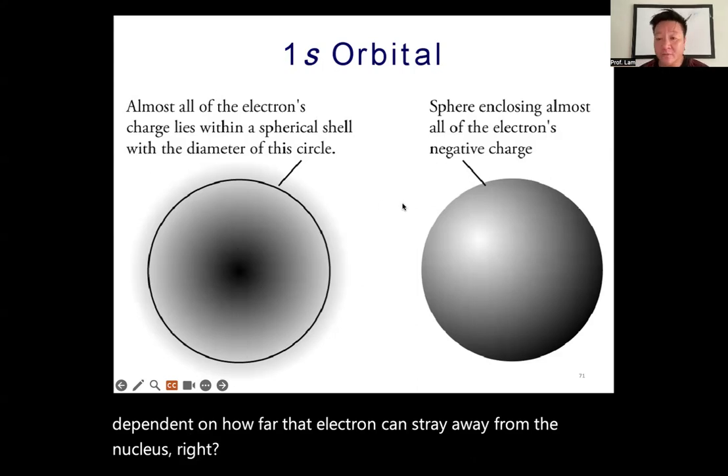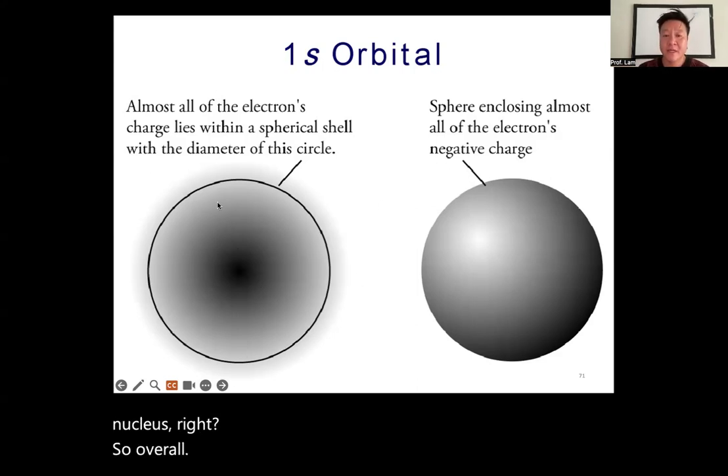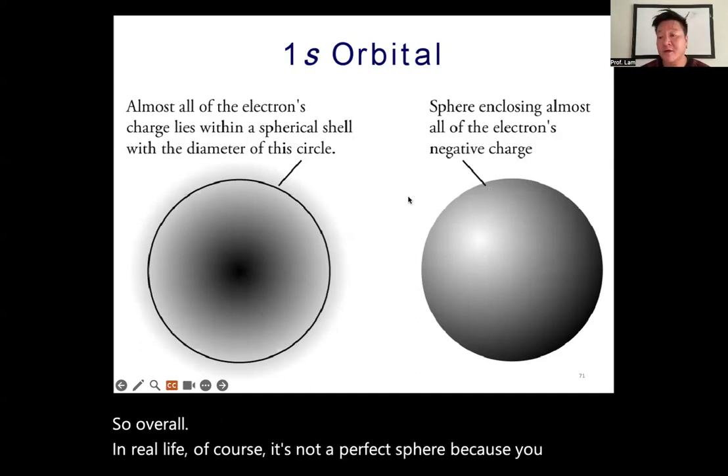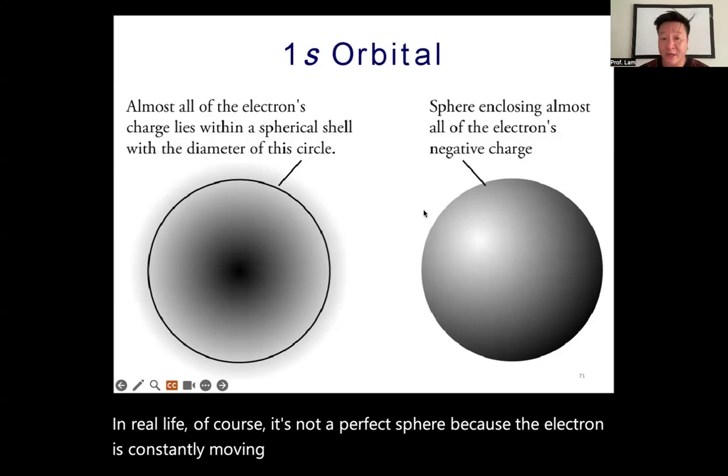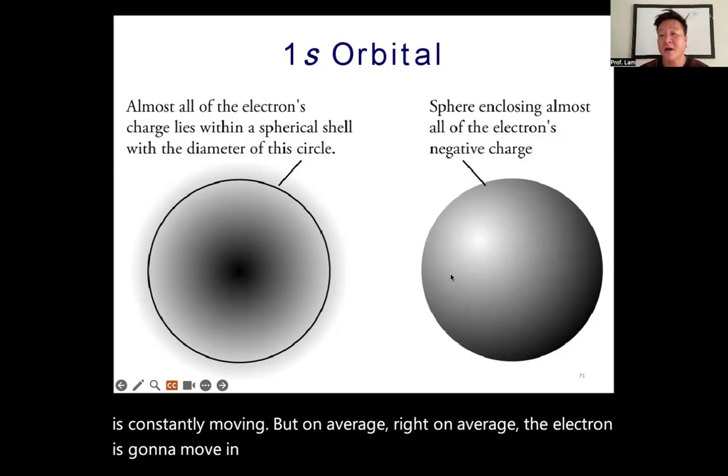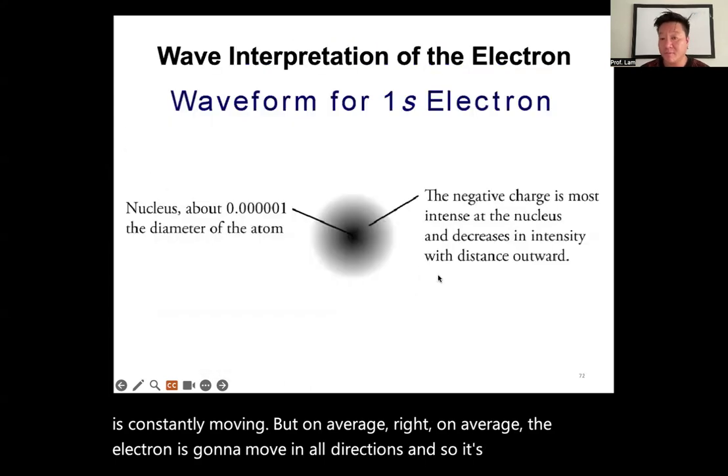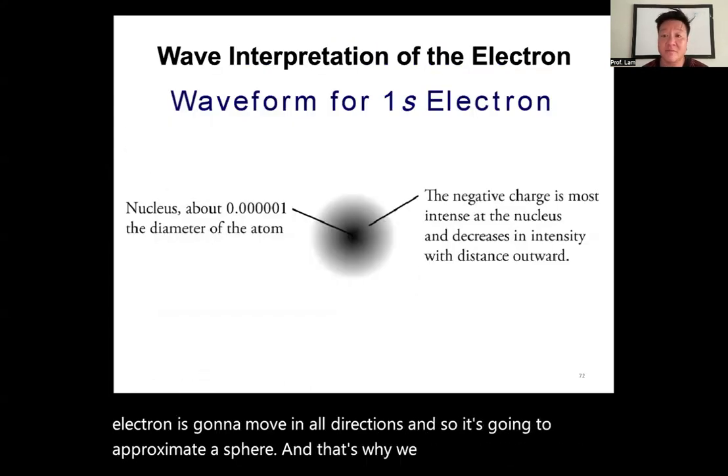So overall, in real life, of course, it's not a perfect sphere because the electron is constantly moving, but on average, the electron is going to move in all directions. And so it's going to approximate a sphere. And that's why we think of an atom as a sphere.